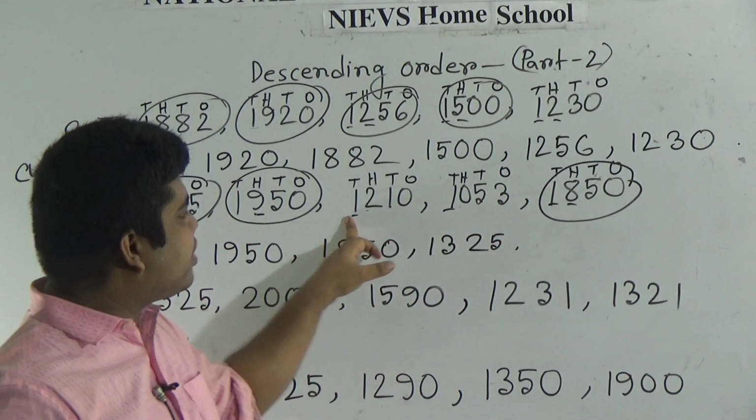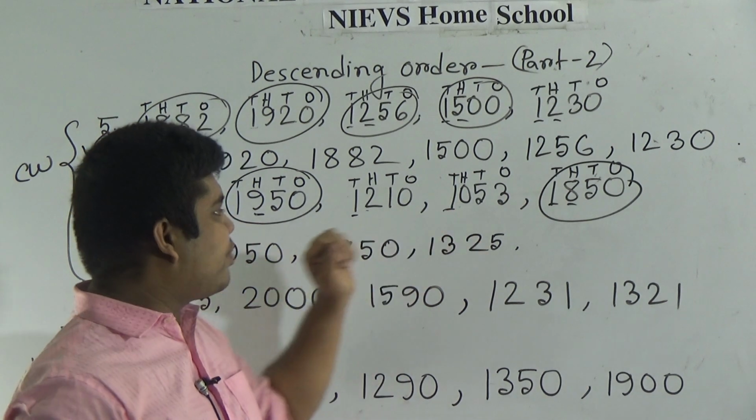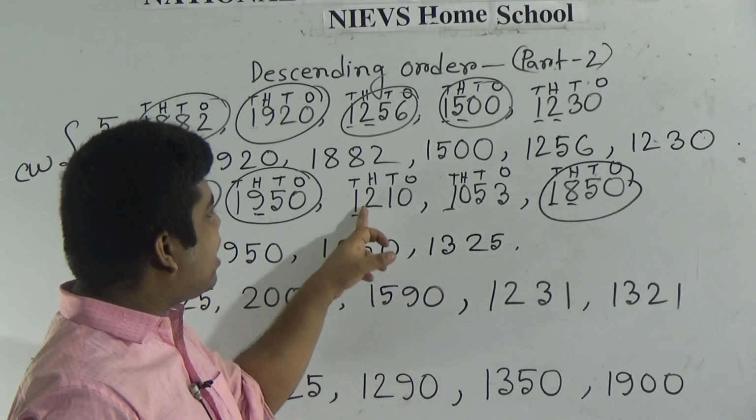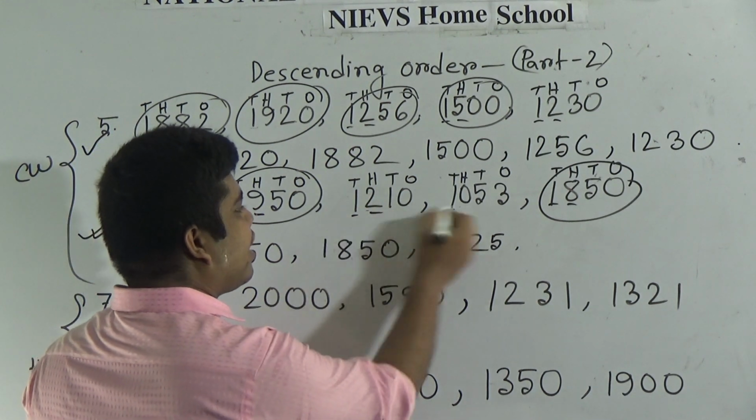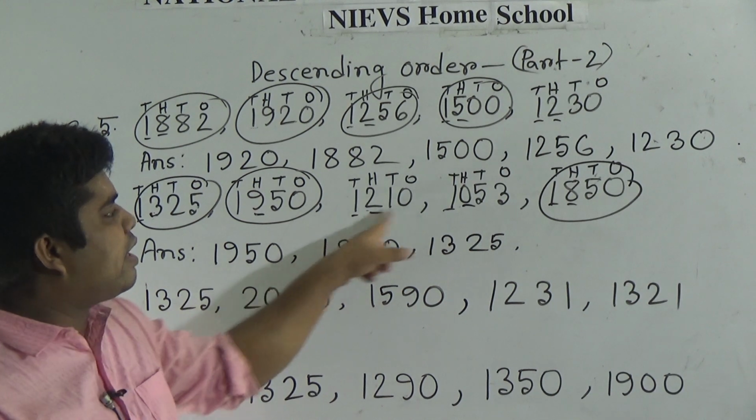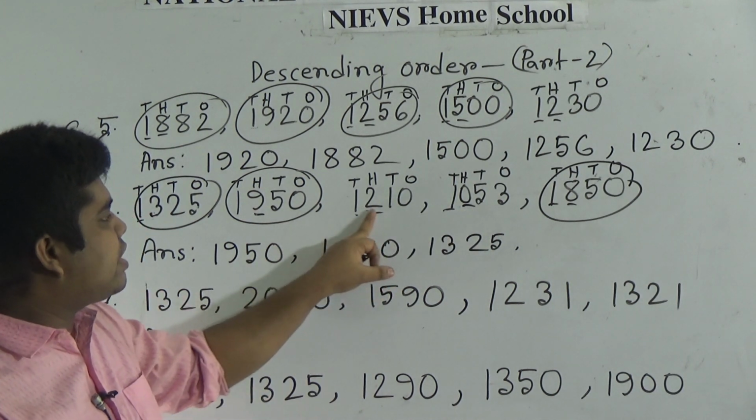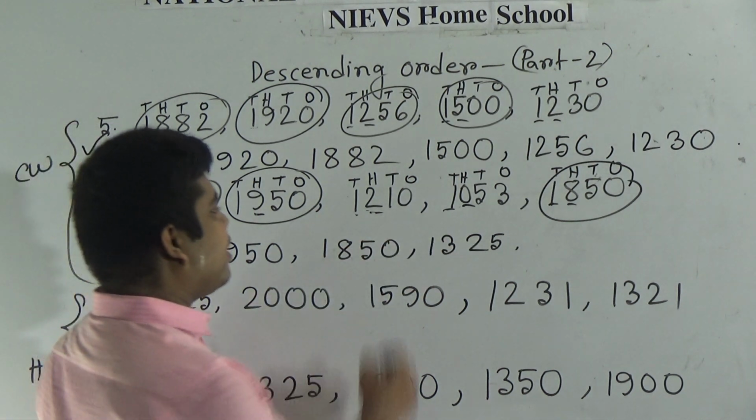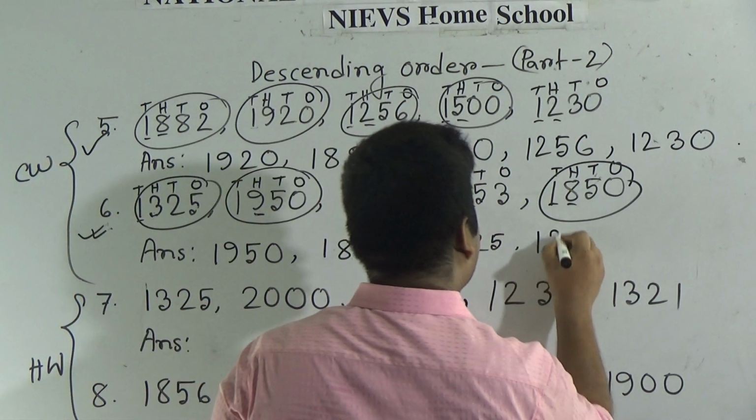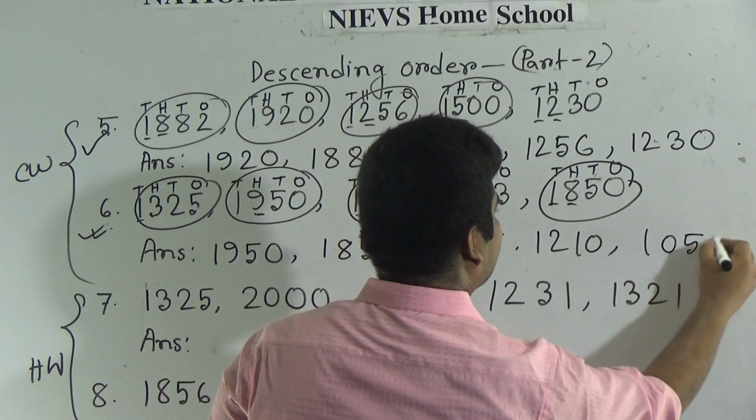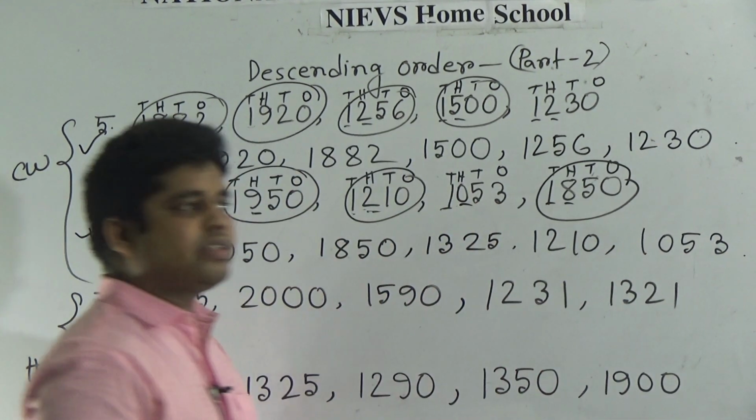Now left 2 numbers, this one and this one. Here you notice the 1000's place digits are the same, so we cannot take a decision which one is greatest. Next we consider the 100's place digits: here is 2 and here is 0. From these 2 digits we notice 2 is greater than 0. So, 1210 is the greater number between these 2 numbers. So, we write this number 1210, and left 1053, and it is the smallest number among the 5 numbers.